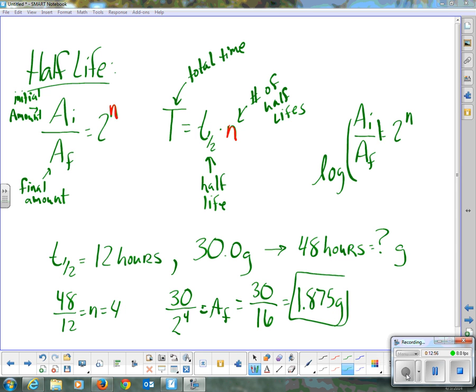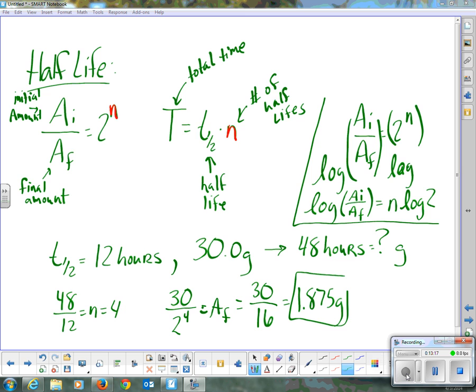So I take the log of this, and over here I take the log of this. It would end up being log of the AI divided by AF equals n log of 2. And then I can go through and solve. Okay, so that's just a little side note. Remember, you need to be able to do that.